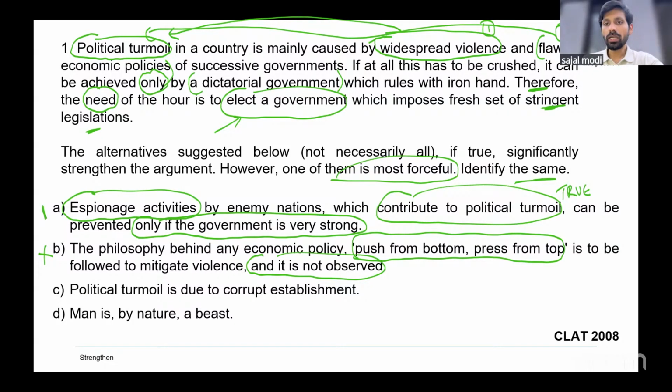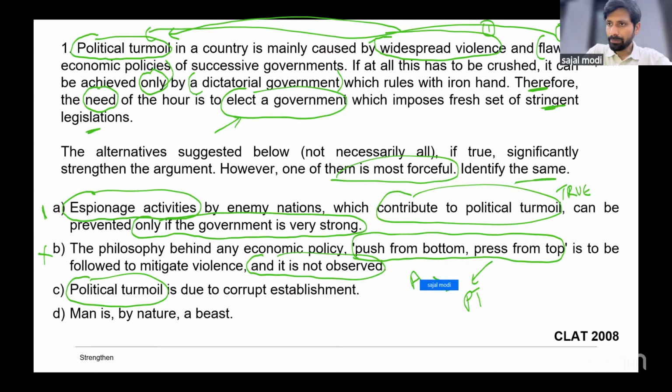C says political turmoil is due to a corrupt establishment. Okay. What about this? So remember, our author was saying political turmoil is due to widespread violence and flawed economic policies. Okay, let's call those A and B. Political turmoil is caused by A and B, widespread violence and flawed economic policies. Somebody turns around and says political turmoil is caused by a corrupt establishment, let's say C.